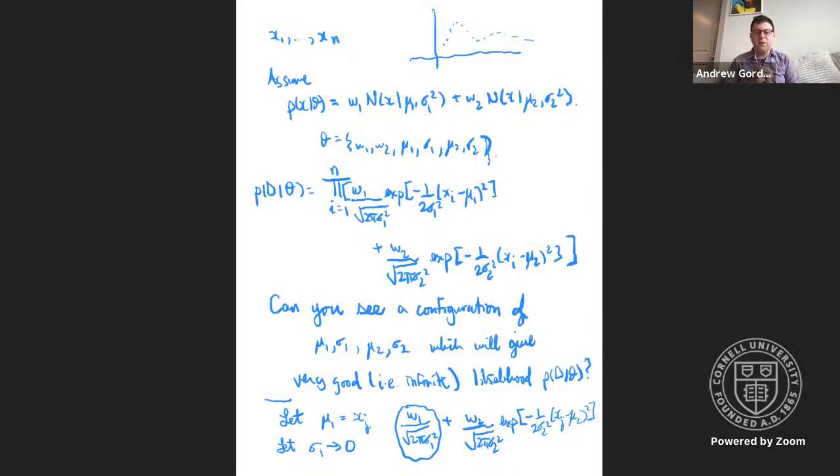But is it a setting of parameters that we believe? Is this behavior that we would want? No, why not? Isn't P of D given theta constrained to be between 0 and 1? That's a good question. The answer is no, because here we're not talking about an actual probability. We're talking about a probability density. And so the integral of P of D given theta with respect to D has to be 1. But the actual values of the density can be very, very large.